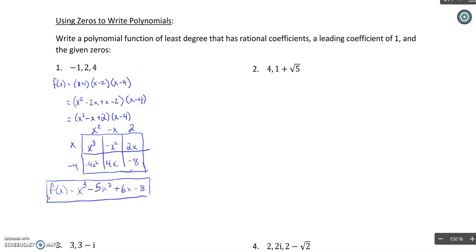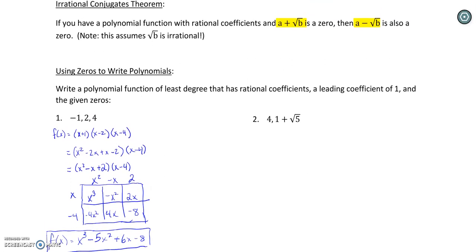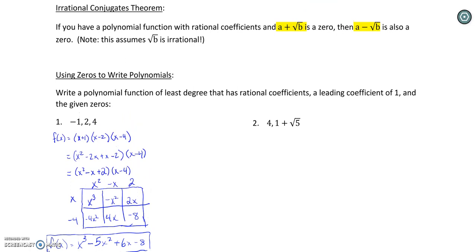Now we're going to look at number 2 here. I'll change those just so we can keep them separate. And we're given the 2, 4, and 1 plus root 5. Well, 1 plus root 5 will follow this irrational conjugate theorem. And I'll show you how to do that here. So this, again, same idea.